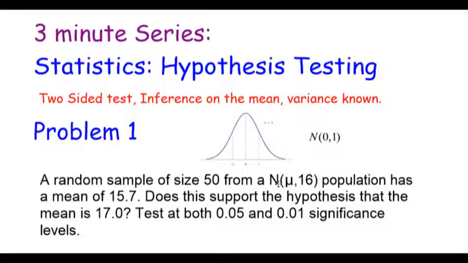You can see here, it's coming from N(mu, 16), a normal distribution where the mean is unknown. Now, the sample of 50 has a mean of 15.7, and we basically have to try and work out: does this support the hypothesis that the mean of the population is 17, or is 15.7 too far away from 17? So we have to look at the significance levels of 5% and 1%.